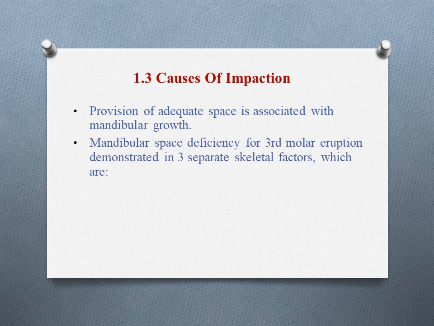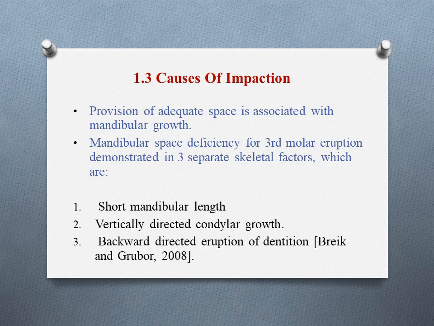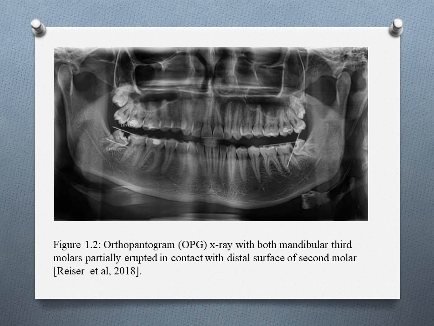Mandibular space deficiency for third molar eruption demonstrated in three separate skeletal factors, which are short mandibular length, vertically directed condylar growth, backward directed eruption of dentition. This OPG shows mandibular third molar partially erupted in contact with distal surface of second molar.